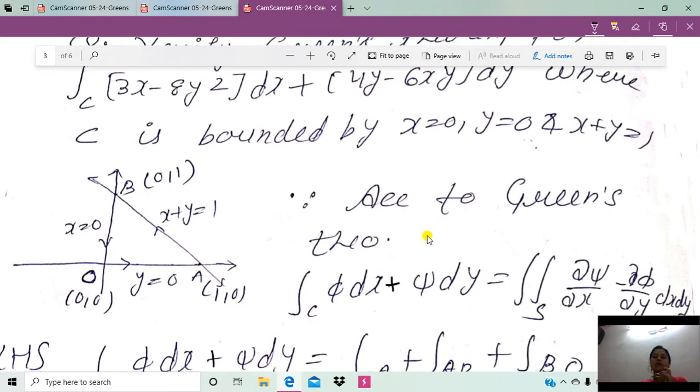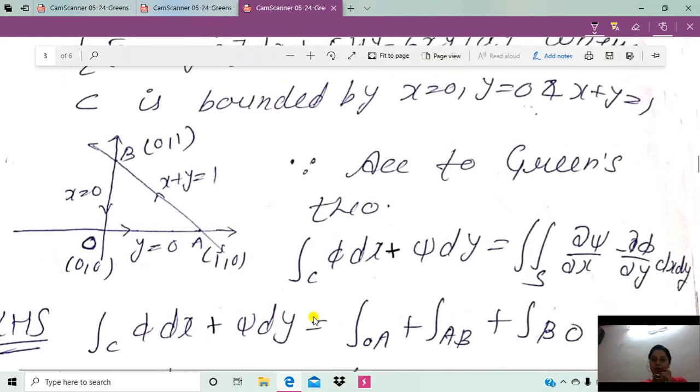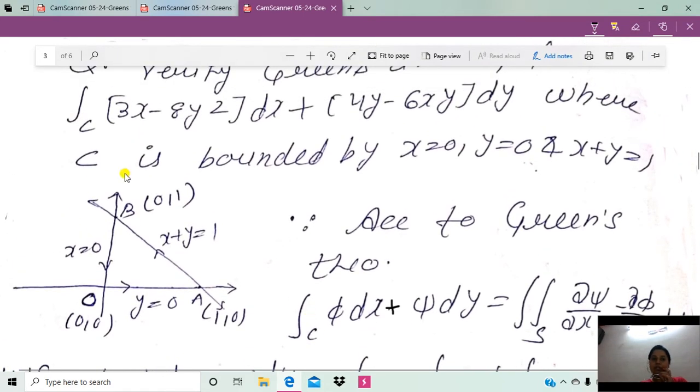And according to Green's theorem, the statement is that the integration of phi dx + psi dy is equal to the double integration of (del psi by del x - del phi by del y) dx dy over the surface S, where the surface S is bounded by the given curves. And for this question, the value of phi will be 3x - 8y², and the value of psi will be 4y - 6xy.